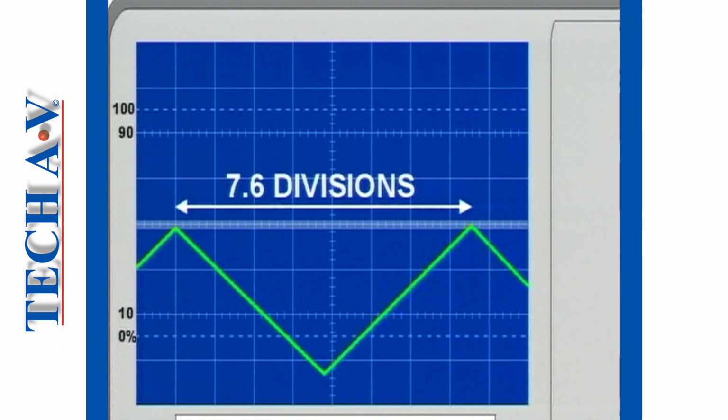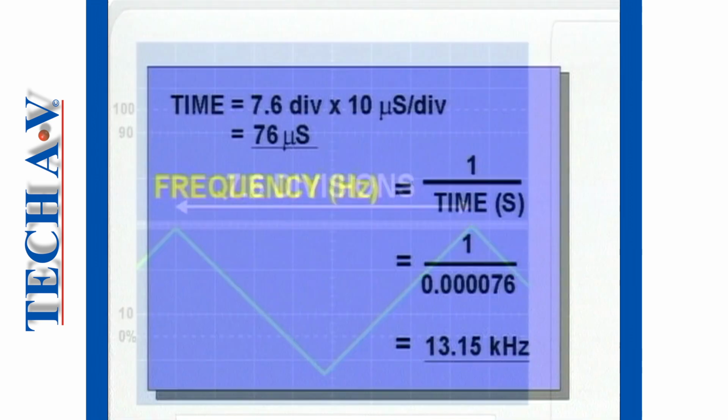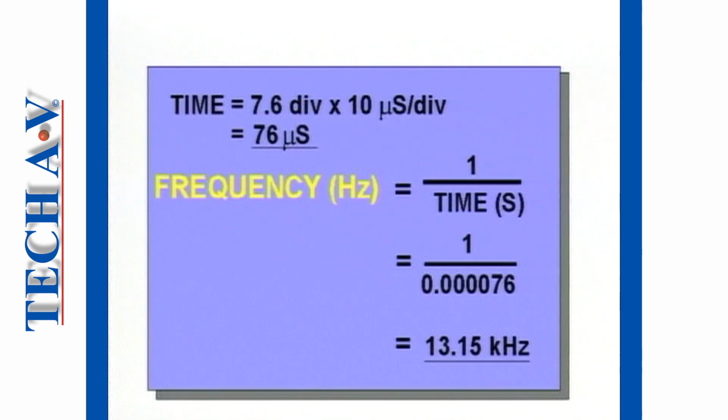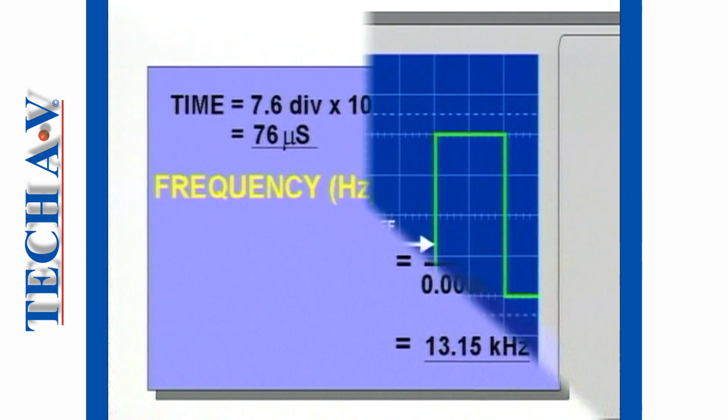The number of divisions is 7.6. Now multiply the number of divisions by 10 microseconds, the setting on the time per division control. This gives a period of 76 microseconds, which is equivalent to a frequency of 13.15 kilohertz.